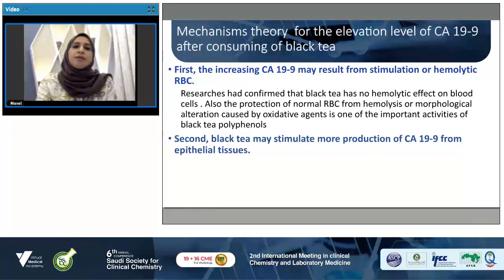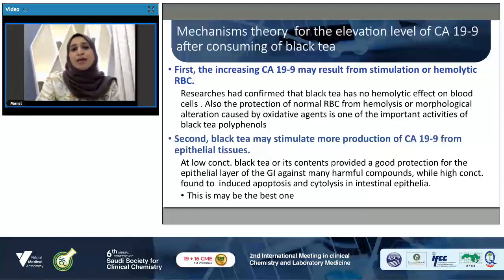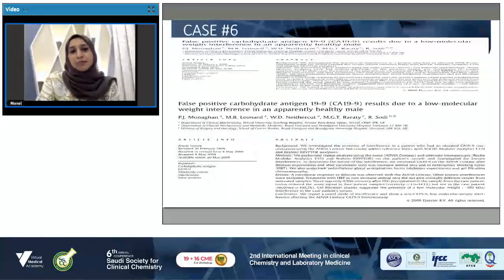The other theory is that it may stimulate more production of CA19-9 from the epithelial tissue. We know that at low concentration, black tea and its content probably protect the epithelial layer of the GI tract from harmful compounds. But at high concentration, it induces apoptosis and cytolysis in the intestinal epithelium. I find this the more convincing theory of why it can increase CA19-9.